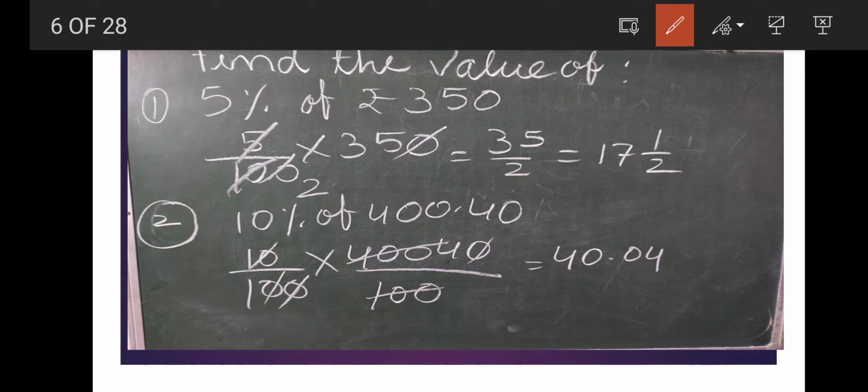Next is 10% of 400.40. So 10% means what? 10 by 100 into 400.40. When you solve this, you will remove this decimal. Clear? This decimal you will remove, and so here you will write 1 and then two zeros, as I have written here, 100. You will do the calculation as I have done here, and then you will get the answer 40.04.